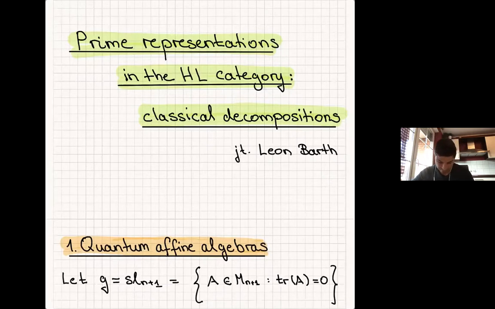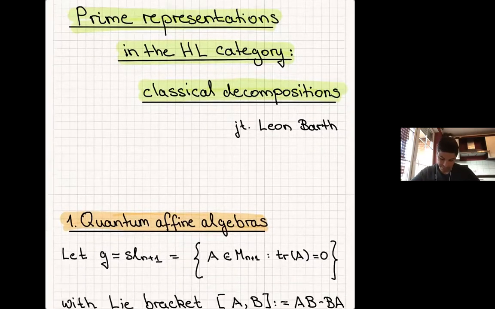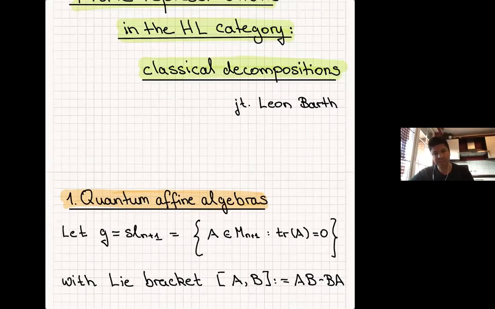SL_{n+1} consists of (n+1) by (n+1) matrices whose trace is 0, so if you sum over the diagonal entries, you end up with 0. You know how to multiply matrices, so this matrix space is an algebra, but you can define another bracket on it, known as the Lie bracket. The Lie bracket of two matrices A and B is given by AB minus BA. Luckily, matrix multiplication is non-commutative, so most of the time you get non-zero matrices if you plug SL_{n+1} matrices into the bracket.